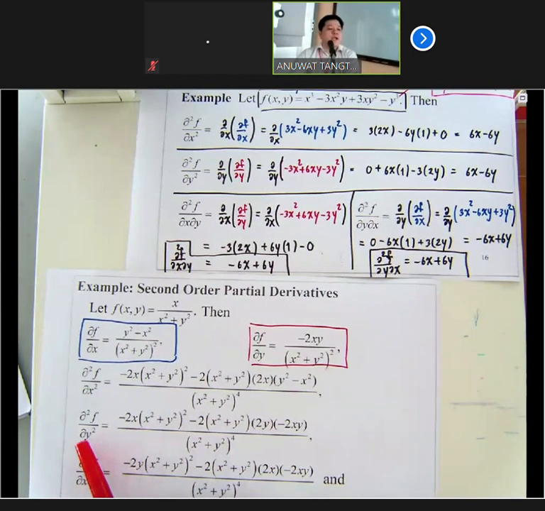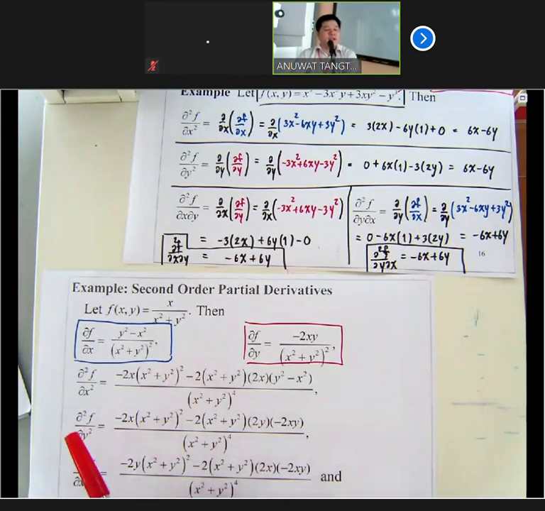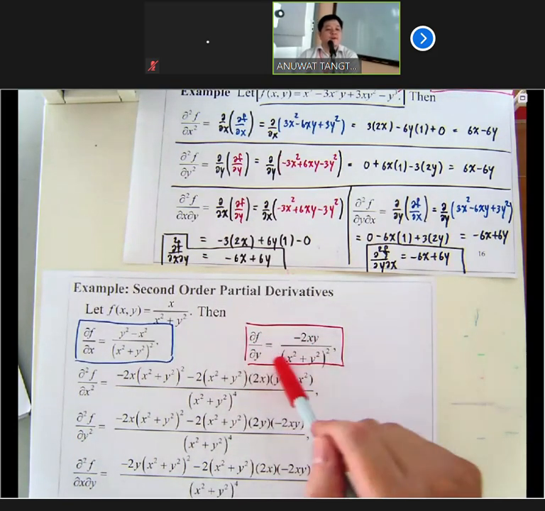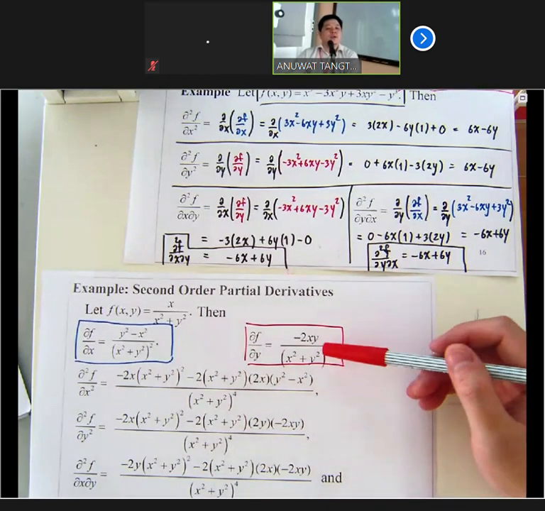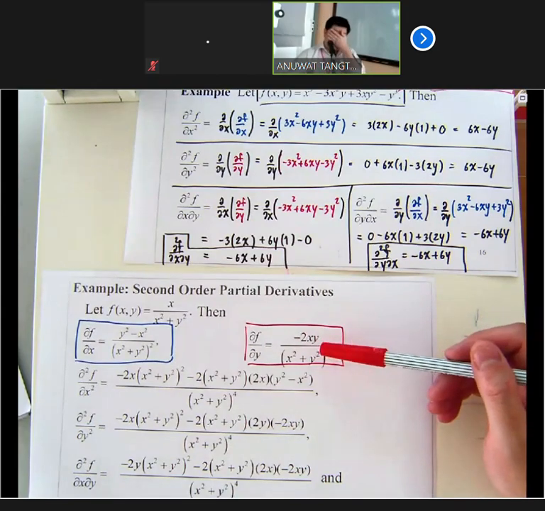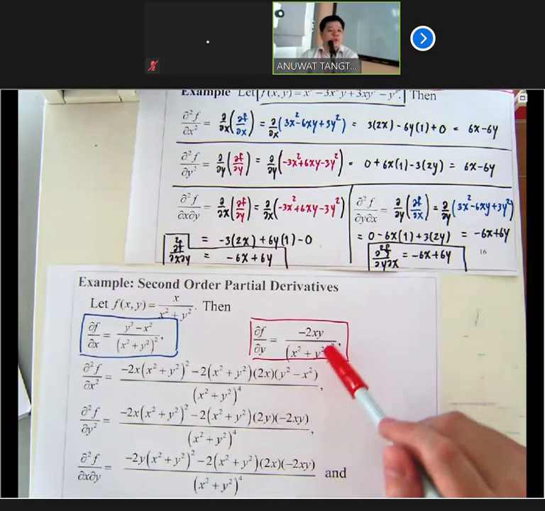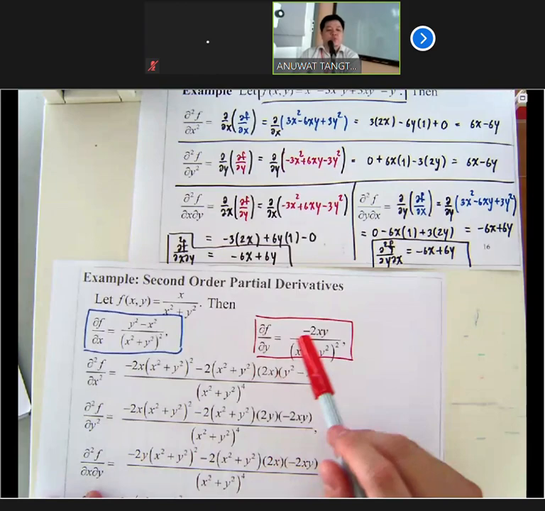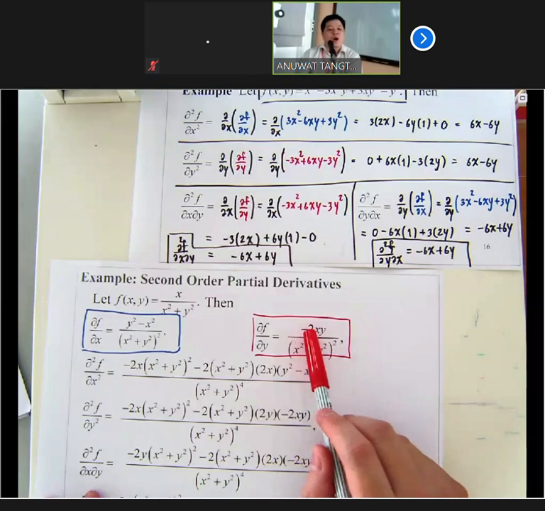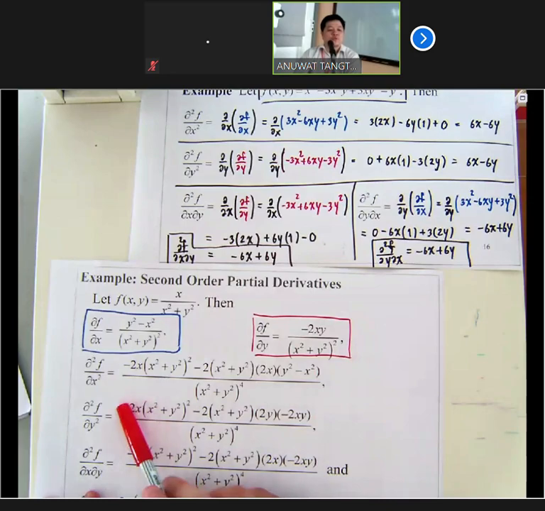Now, d square f by dy square. I'm sorry, d by dy of df by dy. So we do d by dy to this function. Again, this contains x and y, so we can think of this as the quotient of functions of y. And we can use the quotient rule for that as well. So this one is v, and du, we differentiate minus 2xy with respect to y. So we take minus 2x out, dy by dy becomes 1. So that would be minus 2x there.